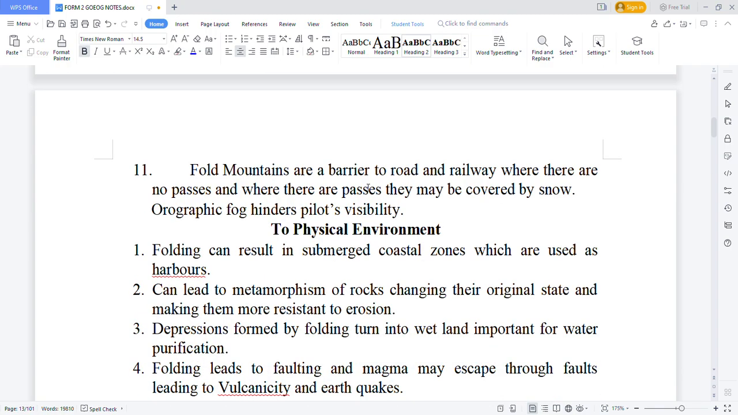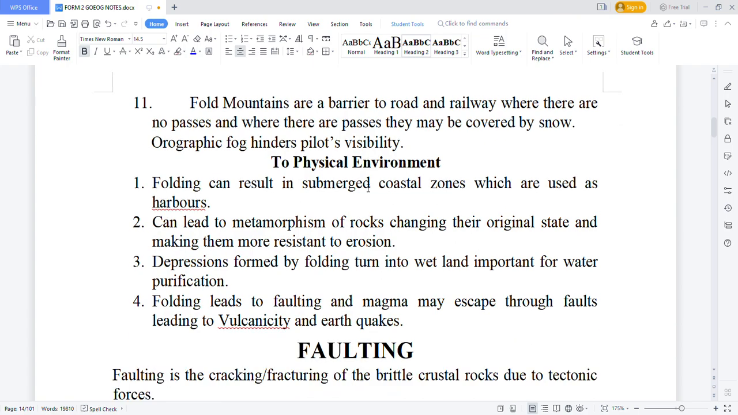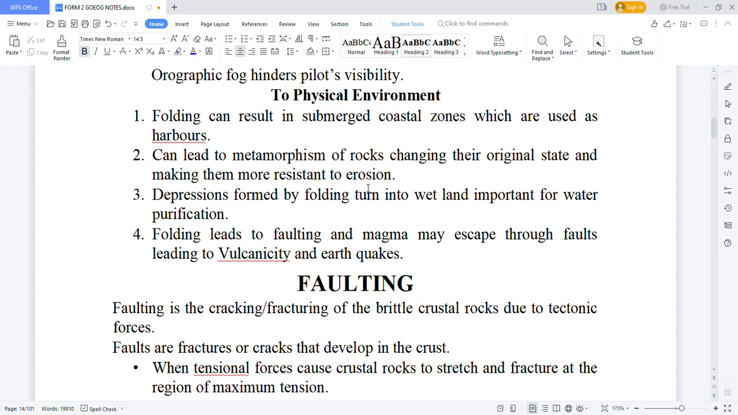Folding mountains are a barrier to road and railway where there are no passes, and where there are passes, they may be covered by snow. Orographic fog hinders pilot visibility. What are the significance and importance to the physical environment? What are some of the importance of folding to the physical environment?